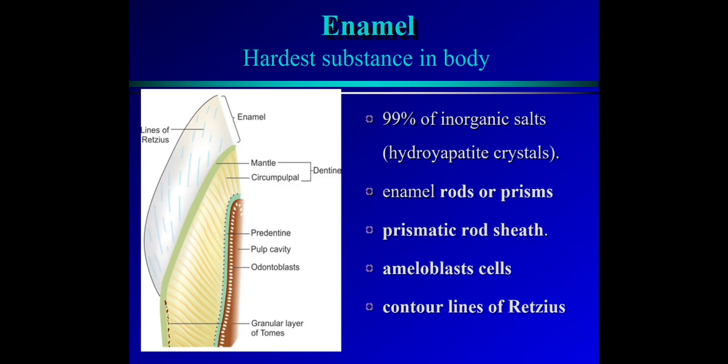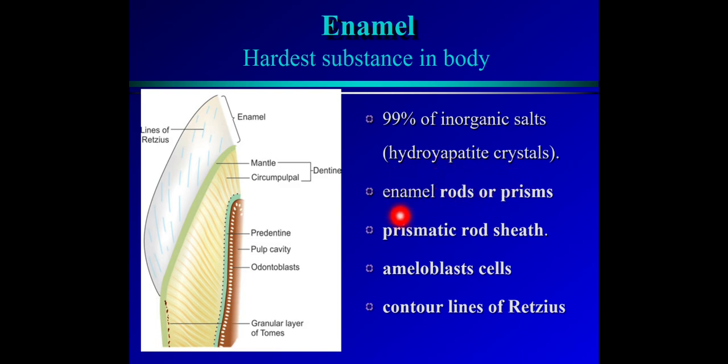These hydroxyapatite crystals are in the form of enamel rods or prisms. These are some of the longer cells present there, so due to the long shape, they are called enamel rods or enamel prisms. In the picture, the white material present here is the enamel. It is the hardest substance in the body, hard due to 99% inorganic salts in the form of hydroxyapatite crystals.